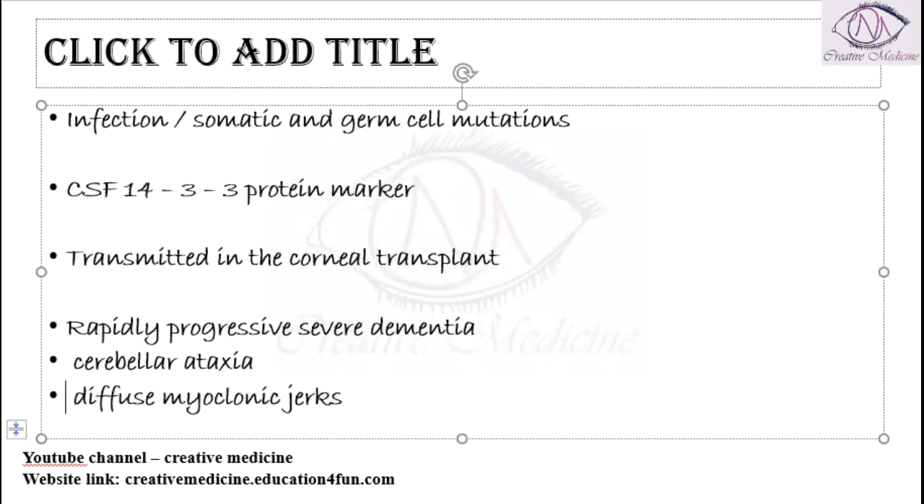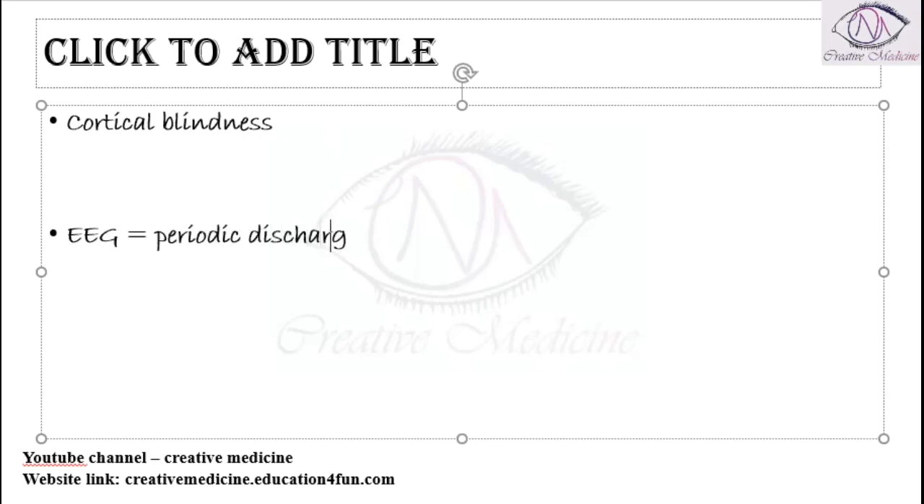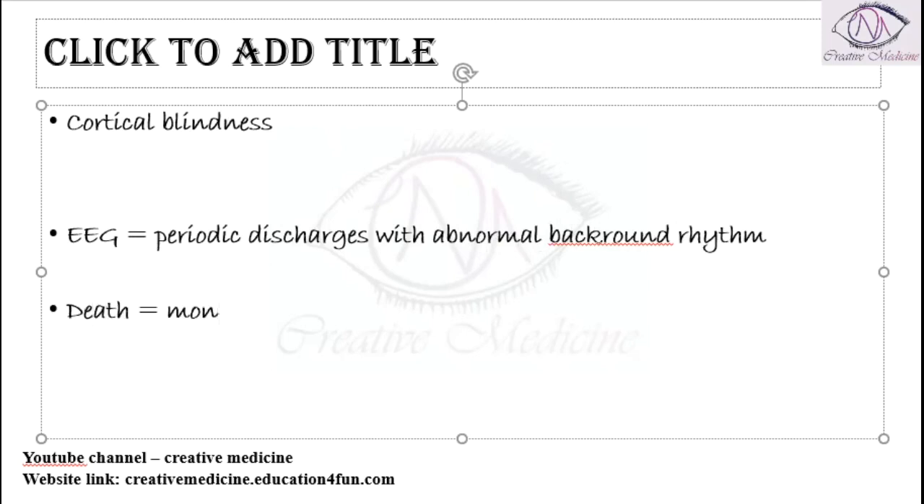Then sometimes the patient also develops cortical blindness, which is common. Okay, then if you do an EEG, you will see periodic discharges with an abnormal background rhythm, right? And death can occur within several months of onset of the disease.